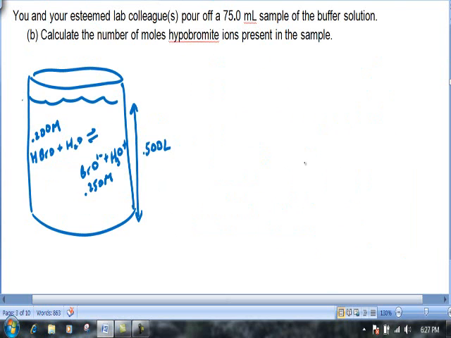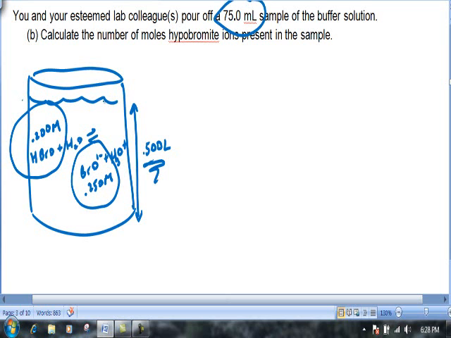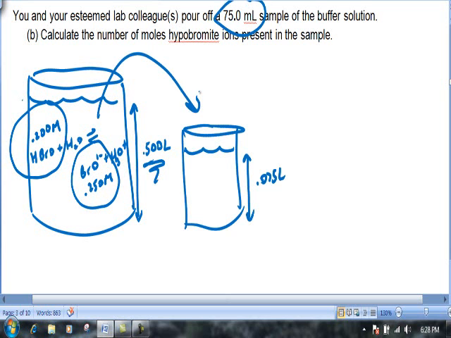For the next part, we're given in the problem, the beginning we have 0.200 molar hypobromous acid, and we have 0.250 molar hypobromite ions. Our sample size is 0.500 liters. We're going to take and remove a 0.075 liter sample of this buffer system. And it's asking, in this sample now that's only 75 milliliters, what's our number of moles of hypobromite ions and hypobromous acid?